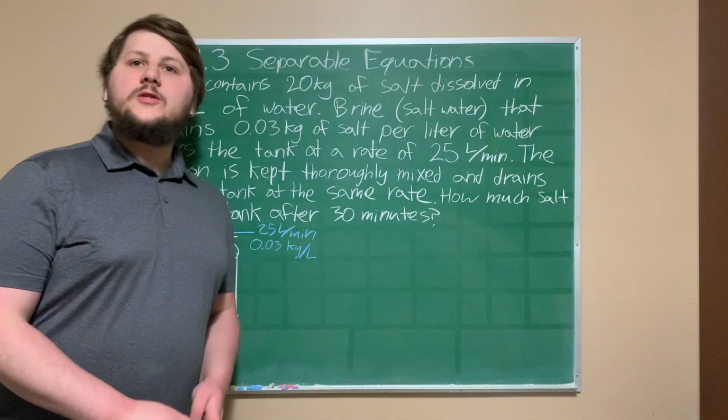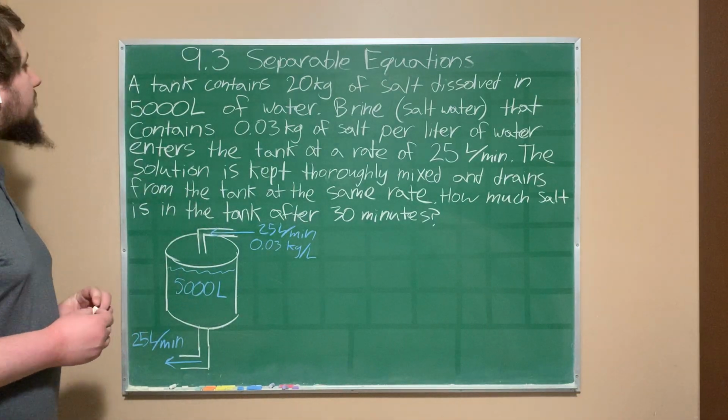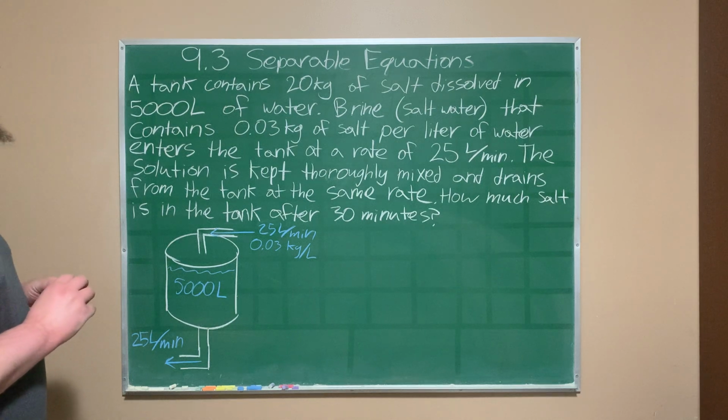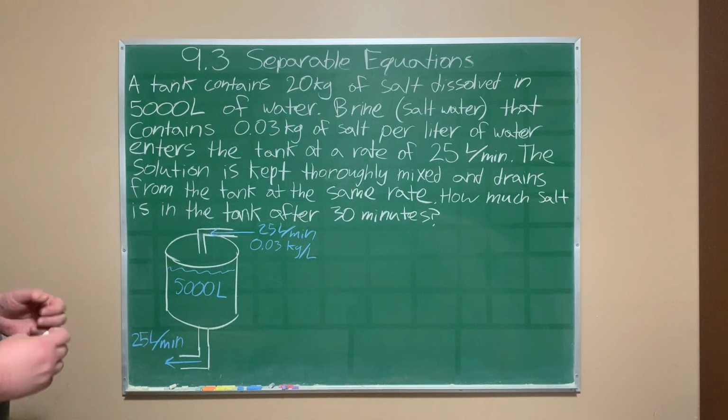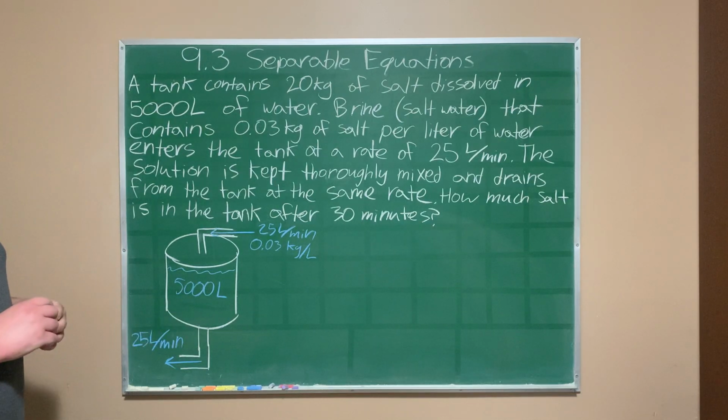In this video, we're going to look at an example of what we call a mixing problem. So, in this problem, we have a tank which contains 20 kilograms of salt dissolved in 5,000 liters of water. So that's what we see right here inside of the tank.